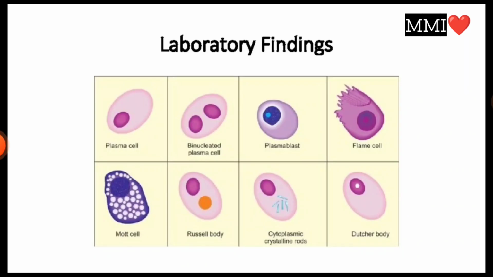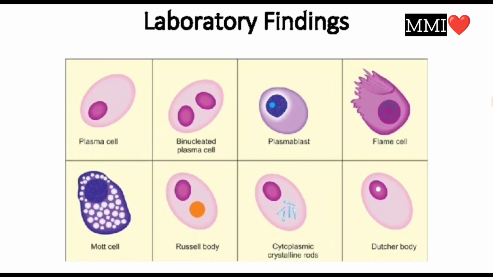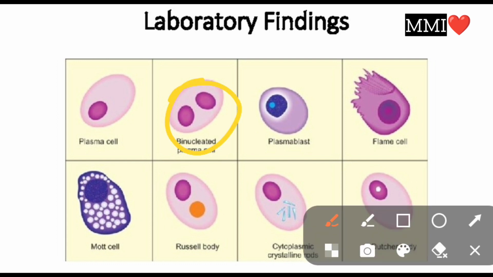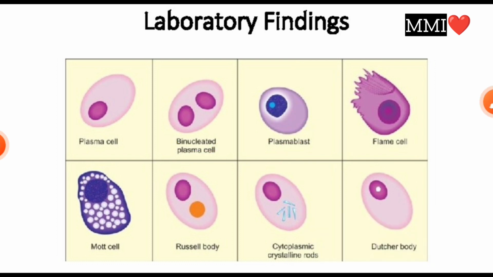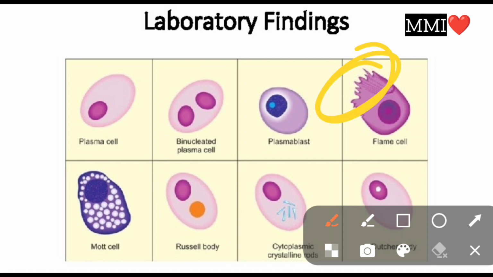So I already said that we will see different types of cells. Here you can see the first one is a plasma cell. Next one is the binucleate plasma cell. Here the nucleus will have a cartwheel appearance. You know that cartwheel, the nucleus will have a cartwheel appearance. And then there is a plasmablast, and another one, flame cells. It looks like a flame here, flame cell, so you remember.